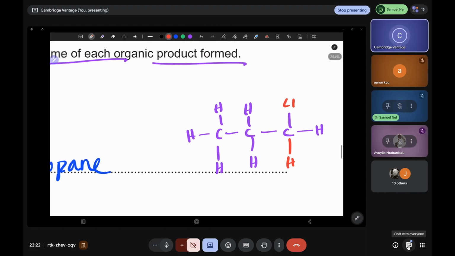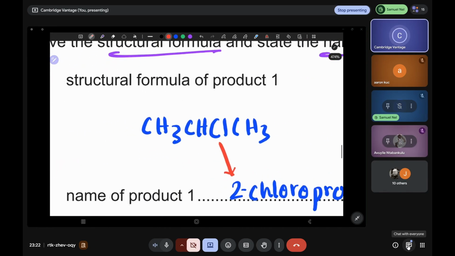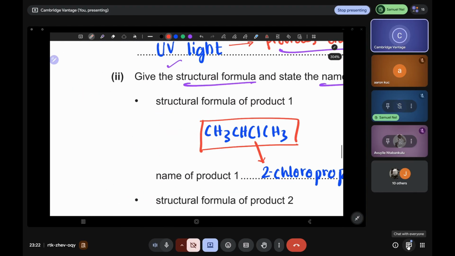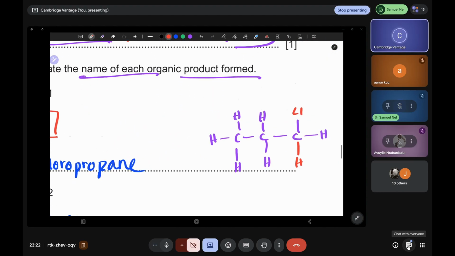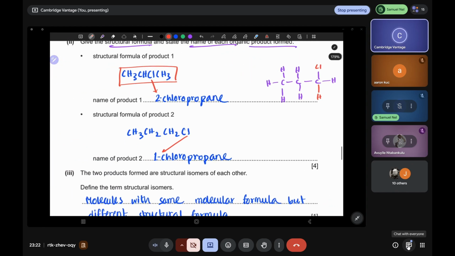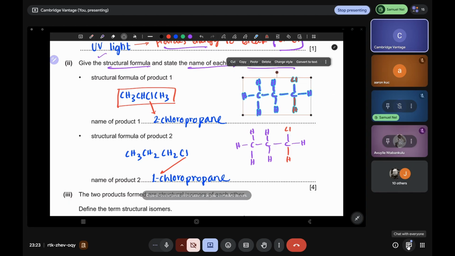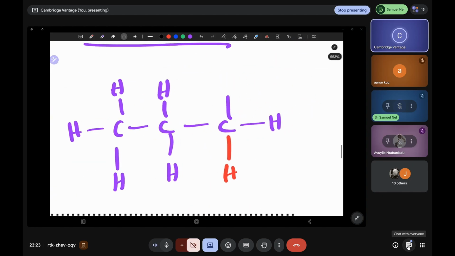So this is one structure, and they ask for the structural formula, so we don't need to show the bonds or anything. We just write them down in this form: CH3, CH, Cl, CH3. And notice that this is different from the one that I have drawn over here, because the one that I have drawn is actually the second one that I wrote down in the answer space. And the first one would be something like this: H, H, and the chlorine would attach in the middle.